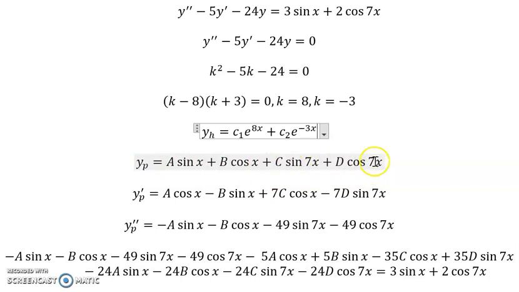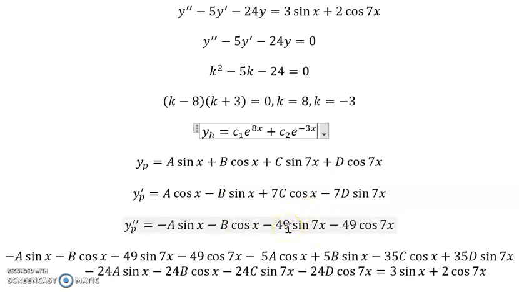Now, once we've made our guess, our ansatz, we're going to take the derivative and then the second derivative because we need to plug them back into the original differential equation. So sine becomes cosine, cosine becomes negative sine, and then here we have the chain rule. We get 7c cosine and negative 7d sine. And then when we take the derivative a second time, cosine becomes negative sine, sine becomes cosine.